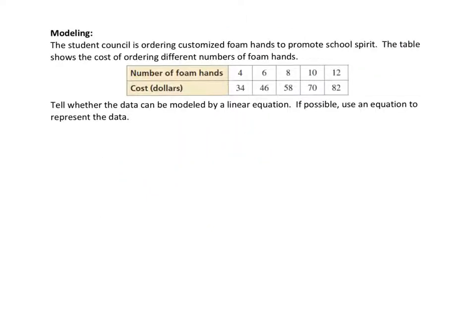So this last one is a modeling problem. So let's read it together. The student council is ordering customized foam hands to promote school spirit. The table shows the cost of ordering different numbers of foam hands. Tell whether the data can be modeled by a linear equation, and if possible, use an equation to represent the data. So if it's linear, it's going to have a constant rate of change. And we have to check for that in the chart.